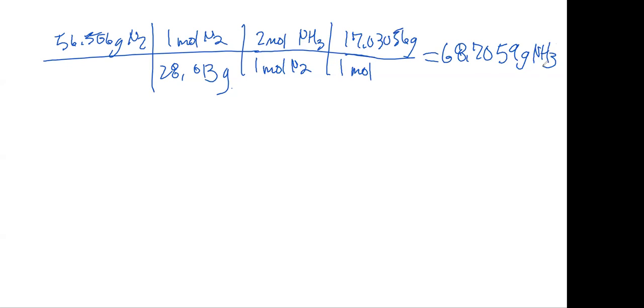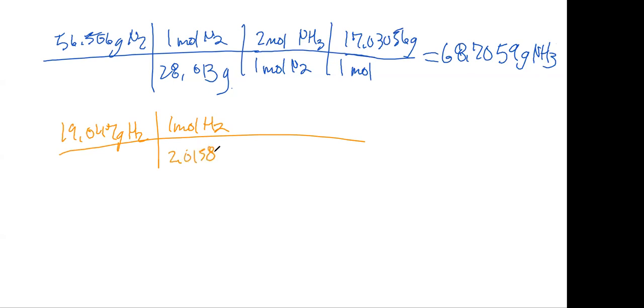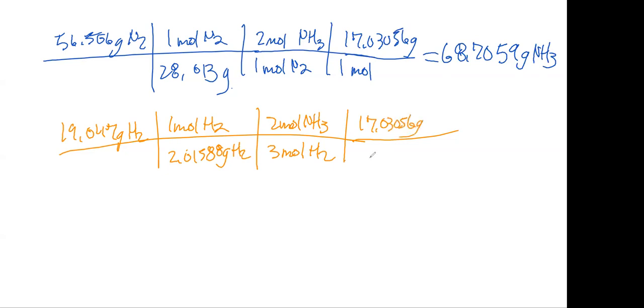But we have to do it also for our hydrogen. That equation for the hydrogen looks pretty much the same. We have 19.047 grams of hydrogen, 1 mole of hydrogen. The only difference is we have different molar masses for it and a different ratio. And so we should use 3 moles of hydrogen for every 2 moles of NH3. This part stays the same though, because we have the same molar mass for our NH3. And so this becomes 107.28 grams NH3.